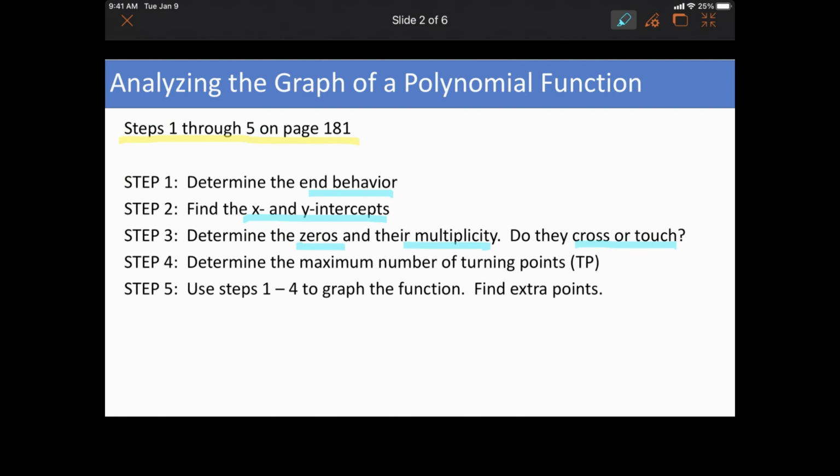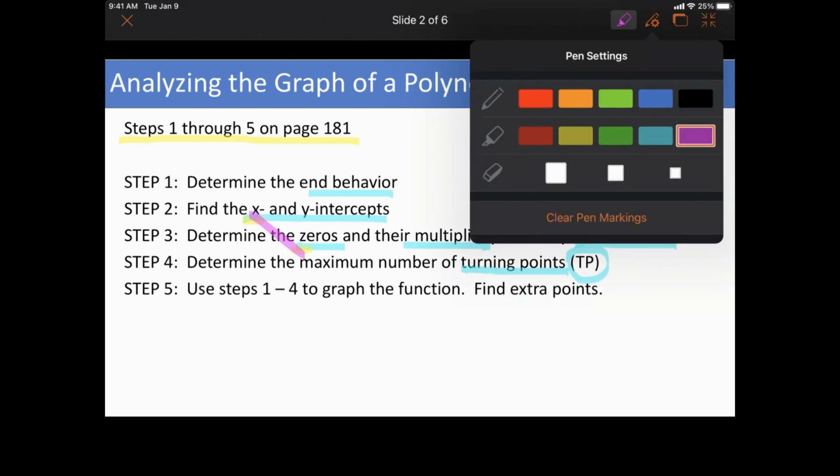Now, depending on what class you're in, one class I did talk about turning points and the other one I didn't, so we'll talk about that. So that's the only one we haven't discussed, and then we'll graph. Now, please remember, when it says x-intercepts and zeros, those are the same thing, people, same thing.